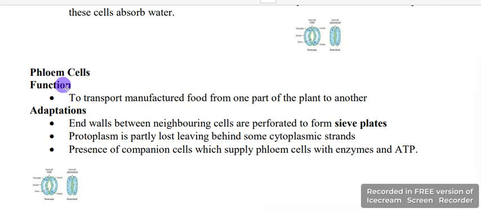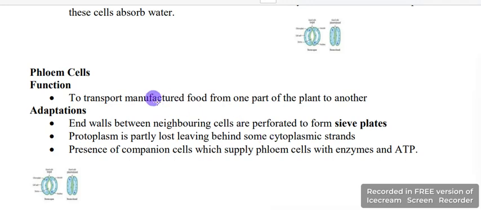There's also another cell known as the phloem cell. Their function is to transport manufactured food from one part of the plant to another. Adaptations: the end walls between the cells are perforated to form sieve plates. Protoplasm is partly lost, leaving behind some cytoplasmic strands. There are companion cells which supply phloem cells with enzymes and ATP.